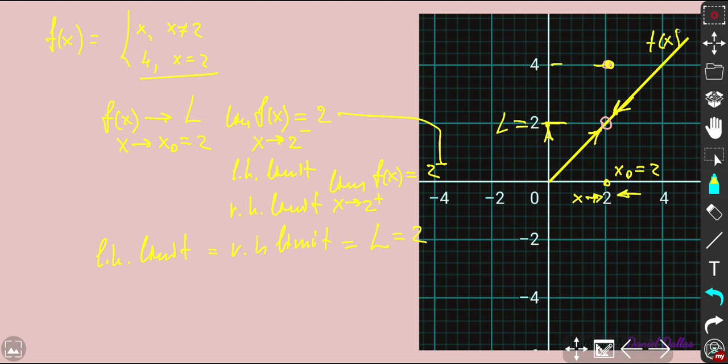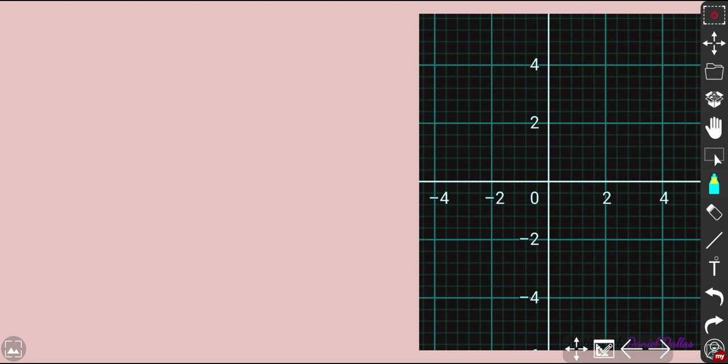However, the function itself, f(2), will have quite a different number. It's going to be 4 in comparison. So for those gap functions, the limit does exist. Also, I'll give you another example when we have a piecewise function.